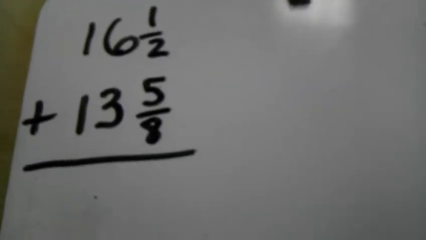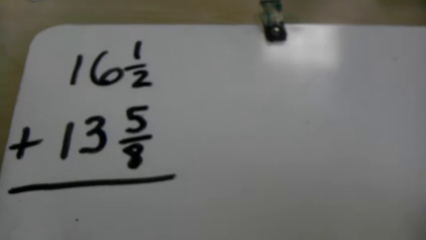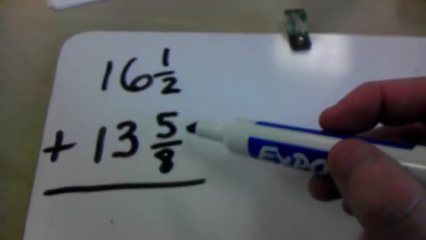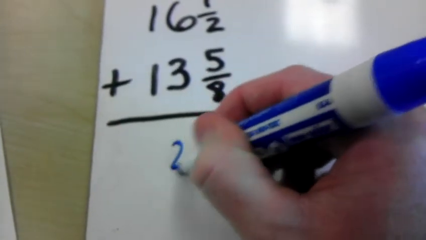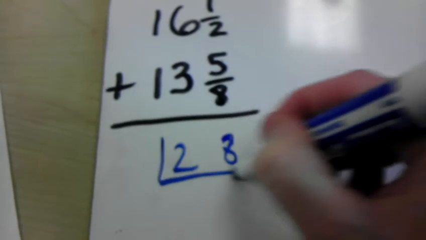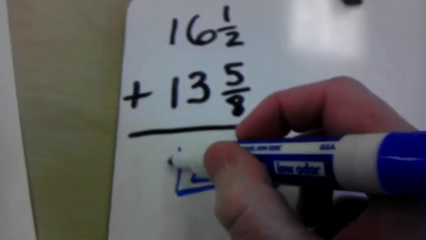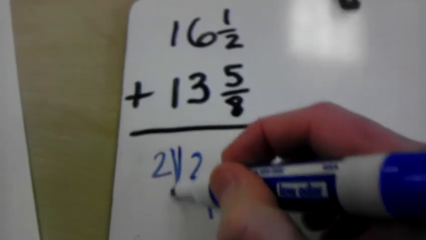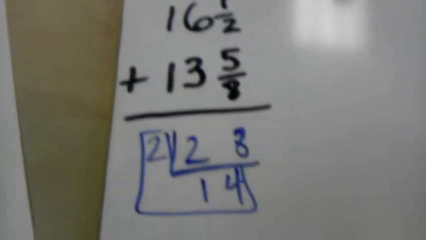So I have 16 1/2 plus 13 5/8. And whenever you're working these kinds of problems, you always have to find a common denominator before you can work it. And when I look at this, I know that 2 goes into 8. Therefore, 8 is my least common denominator. If you don't see it that way, you can also always use upside down division and find out that 2 and 8 share a common factor of 2.